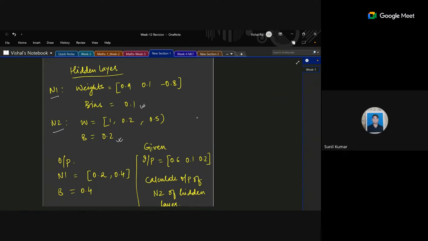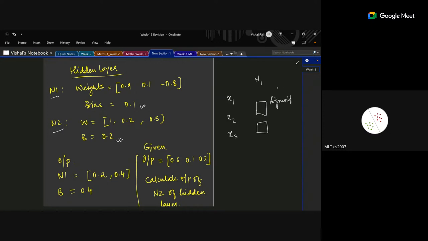How many neurons are there in the hidden layer? Three or two? See, you have a hidden layer. You basically have three inputs, and this is your hidden layer. The hidden layer has two boxes, right? But the number of weights will be three, because each input value has some weight. And then you have the bias also, and then the sigmoid function.